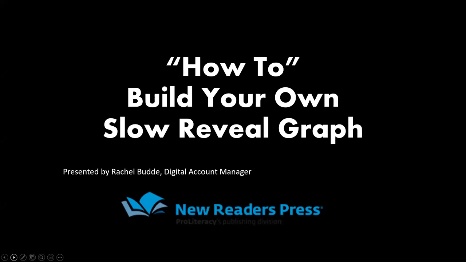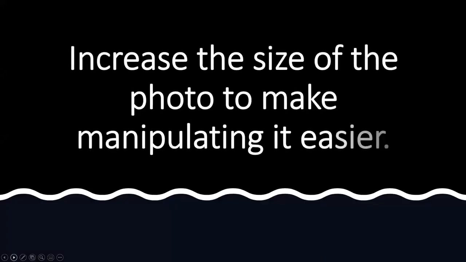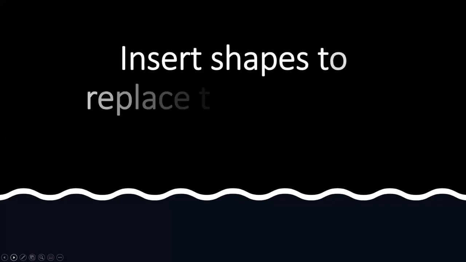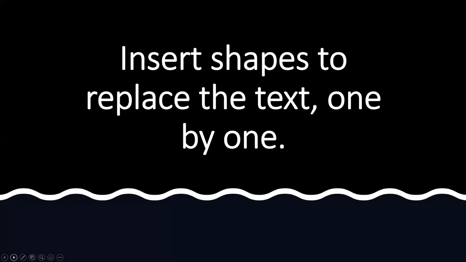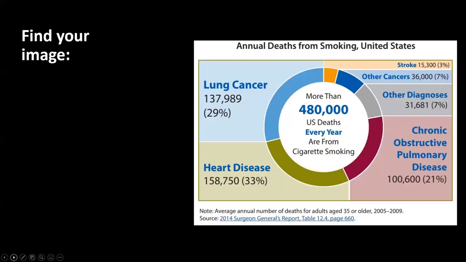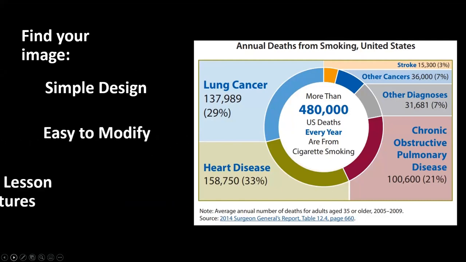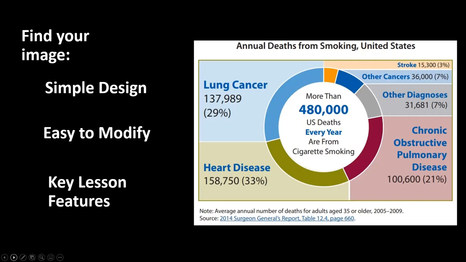Now, I used to do this in Google Slides. I am now using PowerPoint, and I can say the most important thing is how you choose your image and increase the size of the photo to make manipulating it easier. You're going to insert shapes to replace the text one by one. And when you're looking for an image to use, be sure you pay close attention to whether it has a simple design, is it going to be easy to modify, and what are the key lesson features that I want to point out.